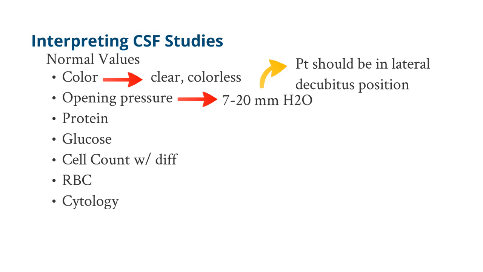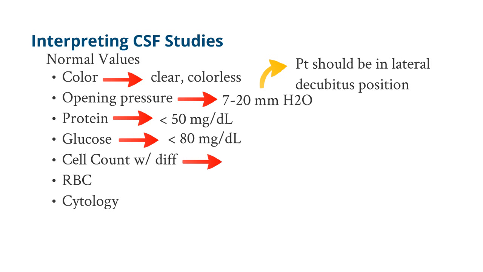But note, you should only obtain this if the patient's in the lateral decubitus position, because if the patient's sitting up and bent over, this can falsely elevate or change the opening pressure. Protein should be obtained, and it's usually less than 50 milligrams per deciliter, which is normal. Glucose, generally less than 80 milligrams per deciliter as normal, and your cell count with differential should be about 0 to 5 mononuclear cells normally.